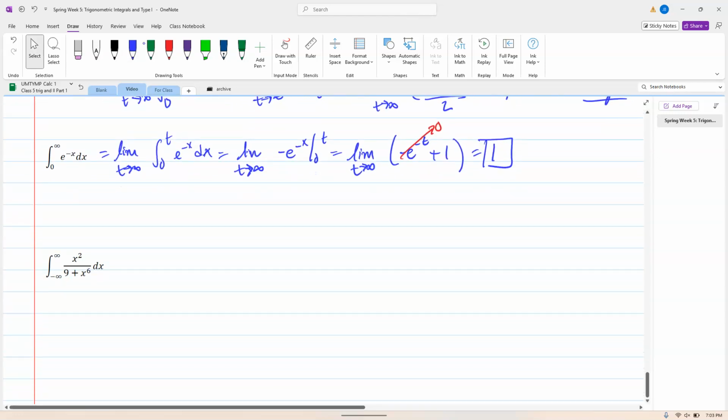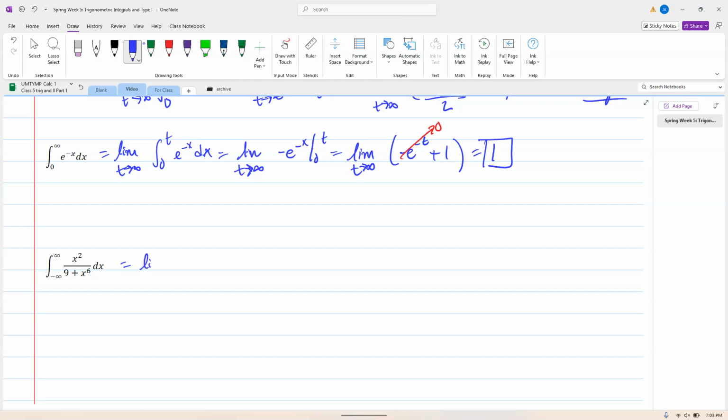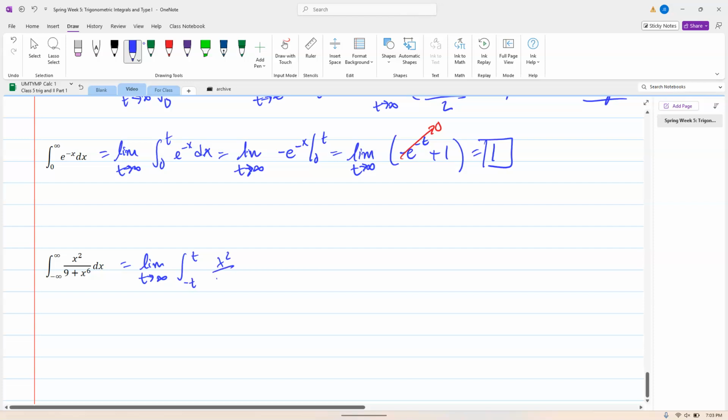Next one. Oh man, this looks a little interesting. What do we do with this? Okay, well, we're going to be clever. But let's just see how clever. All right, so we're going to start with the limit as t approaches infinity, and then the integral. Wait, why positive infinity? I'll show you why. From negative t to t. Oh, symmetric bounds, and then we have x squared over 9 plus x squared dx.